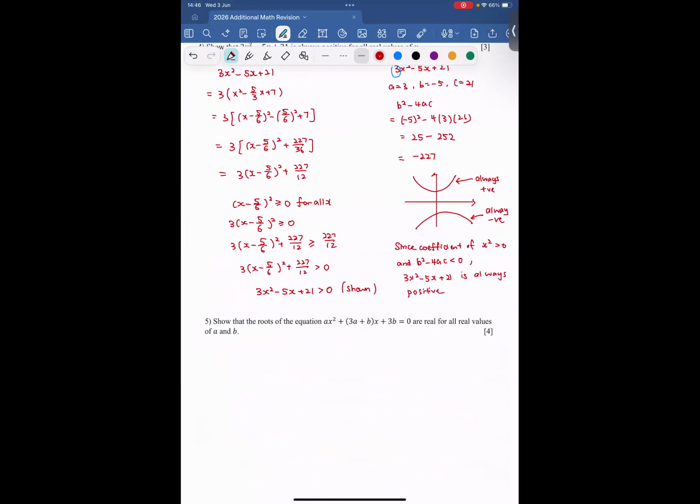Okay, question 5, getting a bit more difficult. Show that the roots of these are real for all values of x. Basically, you're supposed to show that b squared minus 4ac is always more than or equals to 0. So try it yourself, see how you can show.